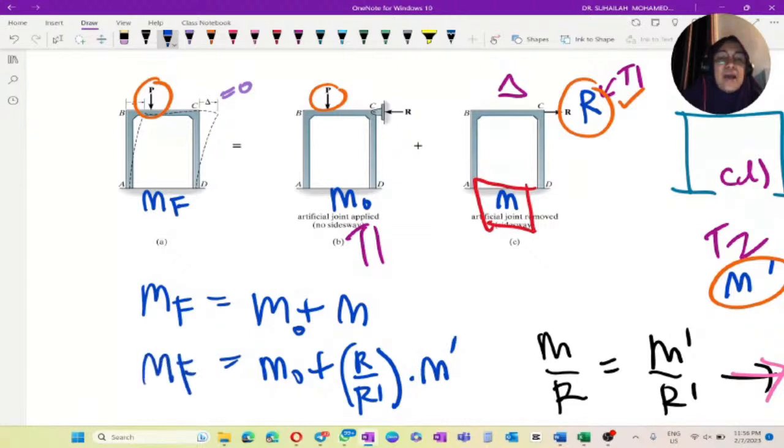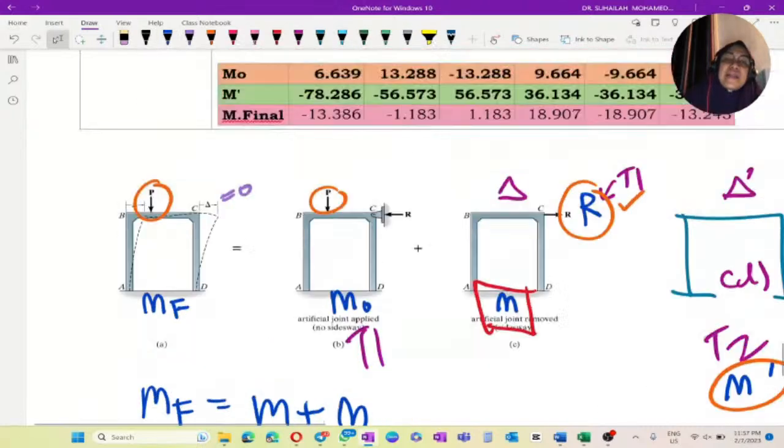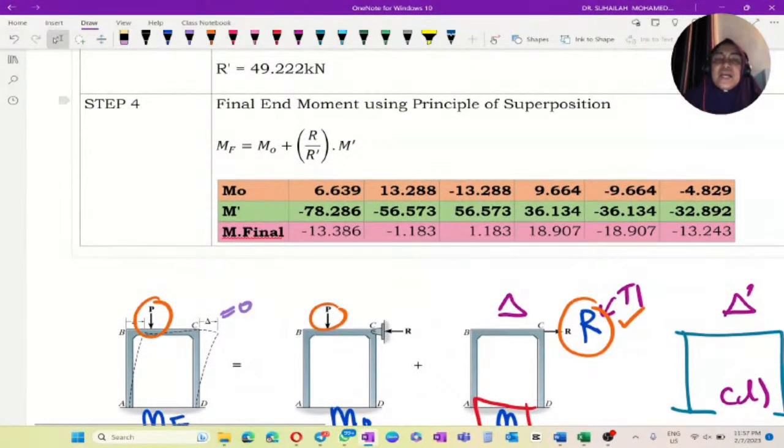So this is why the final moment equation we get from this equation: M naught from table number 1, M prime from table number 2. We analyze under step 2C, we get R. We analyze under step 3C, we get R prime. And when we combine together, we get one equation, because R and R prime we can calculate the value. So use this equation to calculate the final end moment.